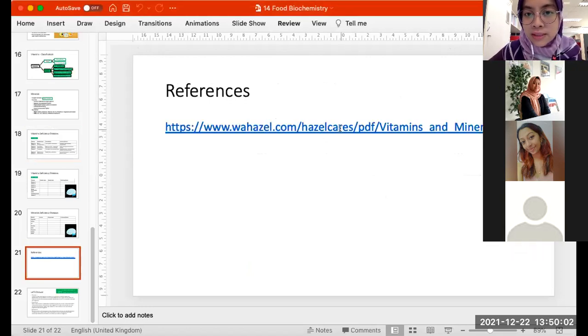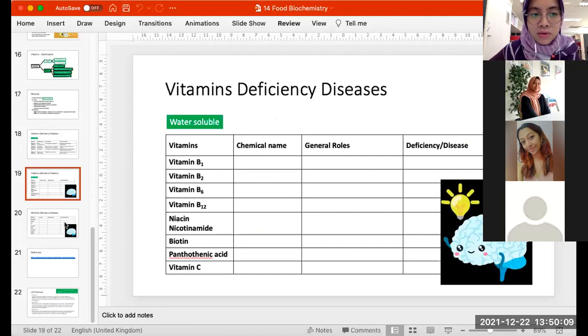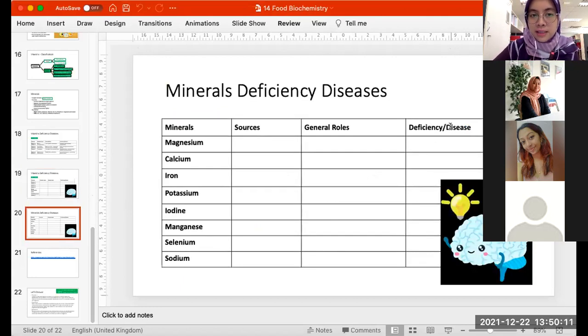Okay, you can go to this link later on and read through them and just take out the information and put this in table form. So that's better for you to revise.